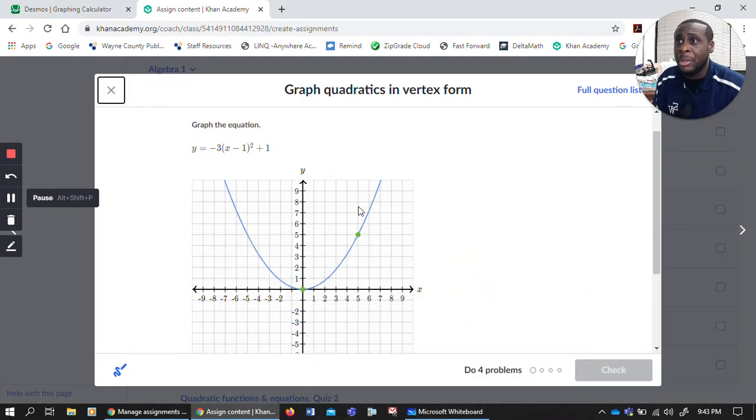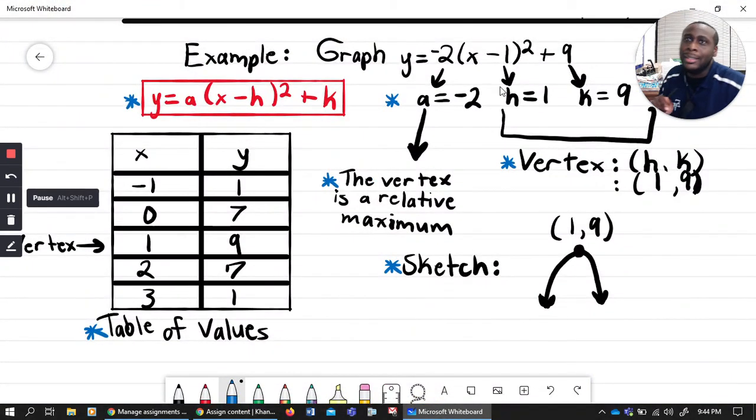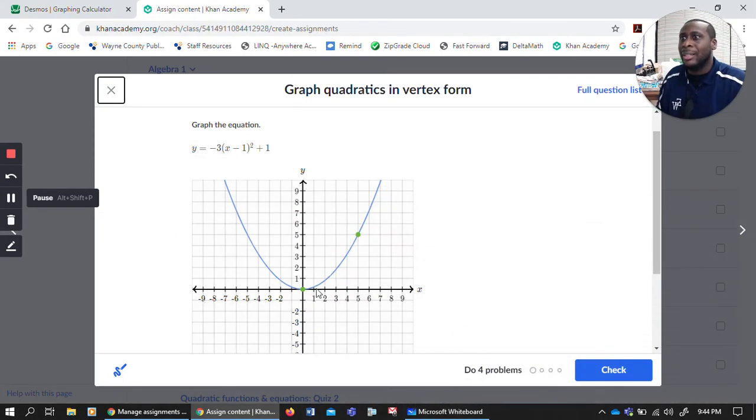You're going to be asked to graph this in vertex form. So the first thing you're going to do is click and drag this vertex to wherever the vertex is supposed to be. So if I was going to graph the example, not the actual problem that you saw there, because you might actually get that problem, so if I was going to graph this example where our vertex was 1, 9 up here, then I would put that 1, 9 right there.